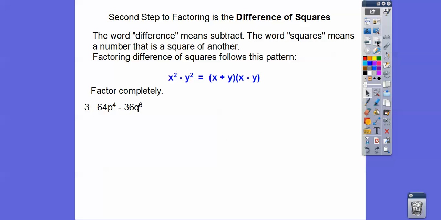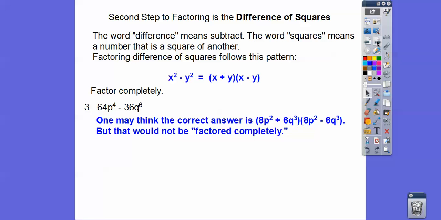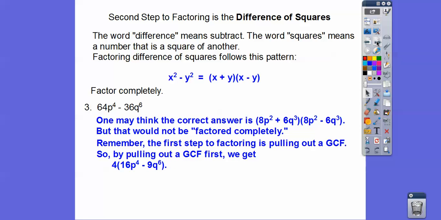On this one here, they're perfect squares, but it's not factored completely because we can always pull out the GCF first. So if we pull out a 4 first, a real tricky one right here. I have this in my Algebra 2 classes, and kids get stumped on this because we're doing all the difference of squares, and they get that answer right there. But factor completely, pull the 4 out first, and then this is (4p²)², and this is (9q³)². So then that's going to factor to 4, don't forget your GCF, and then (4p² + 3q²)(4p² - 3q²).